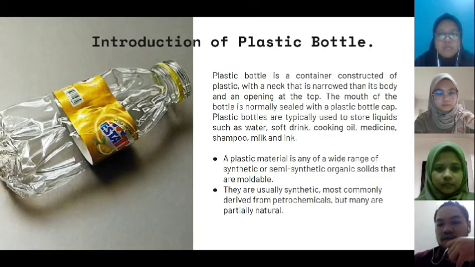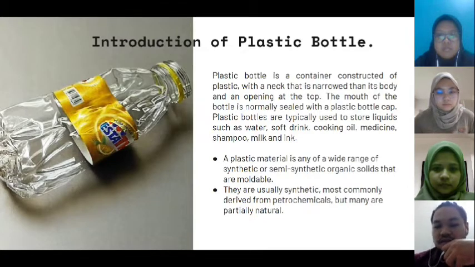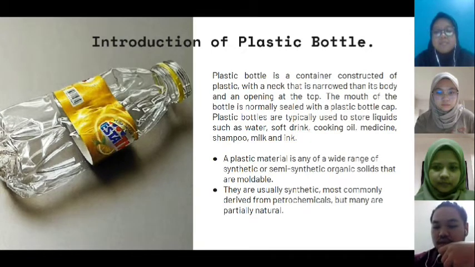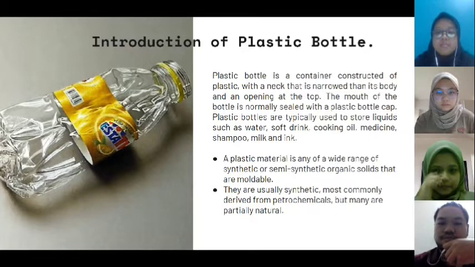Moving on, introduction of plastic bottles. A plastic bottle is a container constructed of plastic with a neck that is narrower than its body and an opening at the top. The mouth of the bottle is normally sealed with a plastic bottle cap. Plastic bottles are typically used to store liquids such as water, soft drinks, cooking oil, medicine, shampoo, milk, and ink. A plastic material is any of a wide range of synthetic or semi-synthetic organic solids that are moldable. They are usually synthetic, most commonly derived from petrochemicals, but many are partially natural.